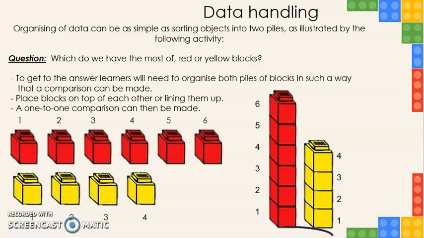The hypothesis or question would be, which do we have the most of, red or yellow blocks? In order to find the answer to the question, the learners will need to organize both piles of blocks in such a way that a comparison can be made. This is made possible by placing blocks on top of each other or linking them up. A one-to-one comparison can then be made.